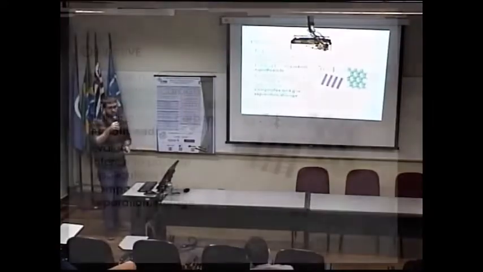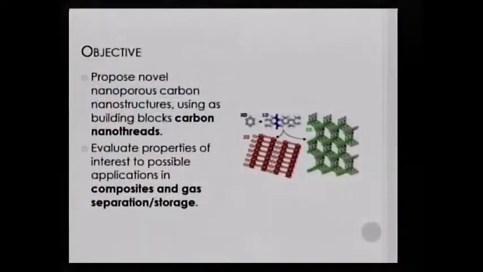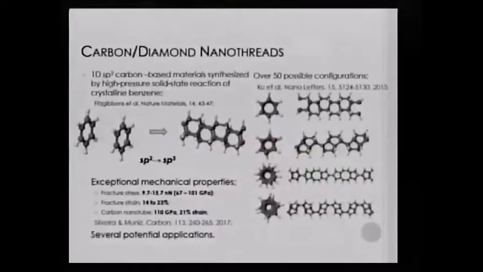The objective of this work was to propose novel nanoporous carbon nanostructures using carbon nanothreads as building blocks, which you can see in these structures as the red nanothreads. Here we have 2D materials and 3D materials. The objective is to evaluate the properties of interest in these materials for possible applications in composites and gas separation and storage.